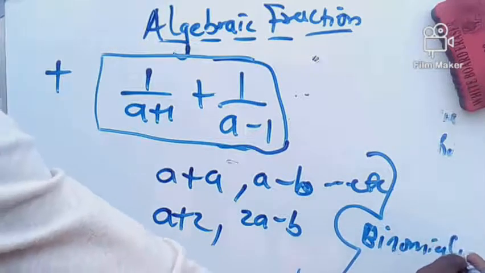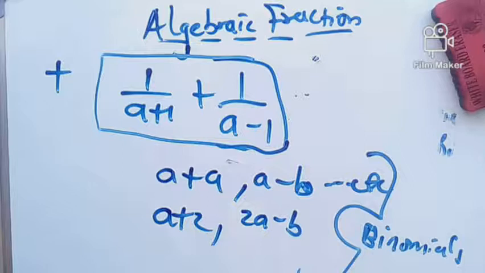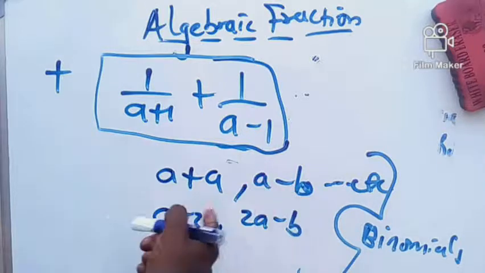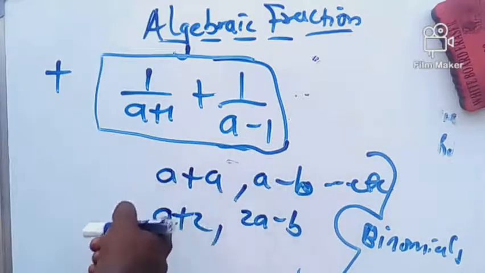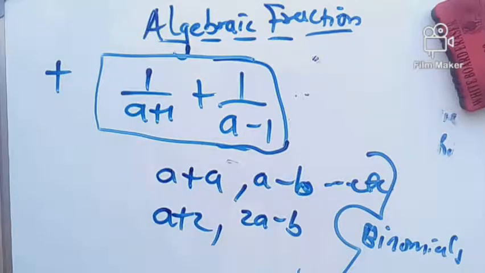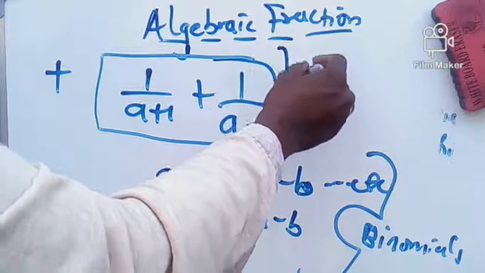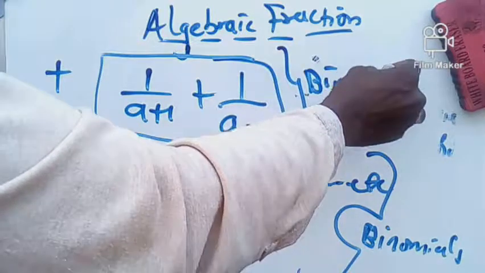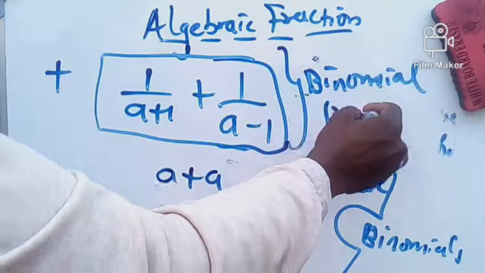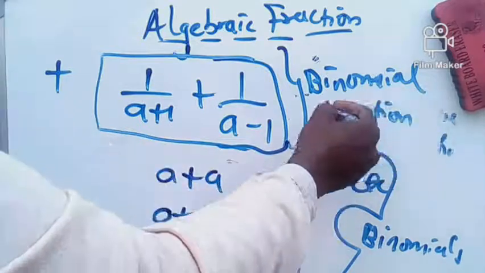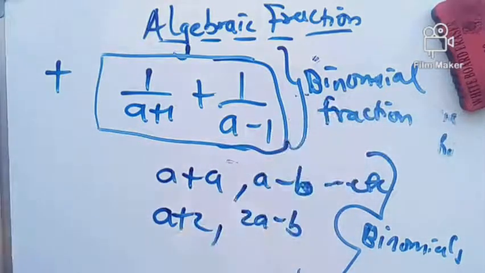Binomials. Anytime you come across fractions containing this kind of expression, we call it a binomial fraction. So looking at these two examples that I have here, these two examples are called binomial fractions. It is important that we understand this concept because I call it a very interesting concept that we need to figure out.